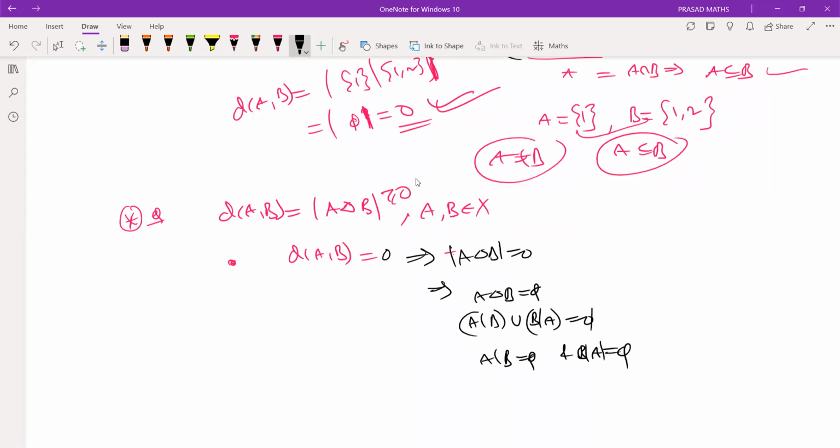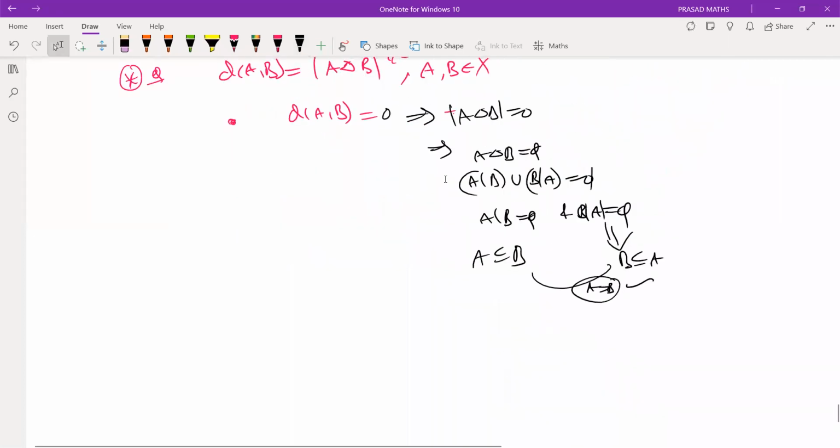A minus B empty means what? I already told you, whenever A minus B is empty, A is always a subset of B. B minus A empty means B is a subset of A. So A subset B and B subset A, therefore A equals B. Is it clear? Yes, sir. What is the converse?